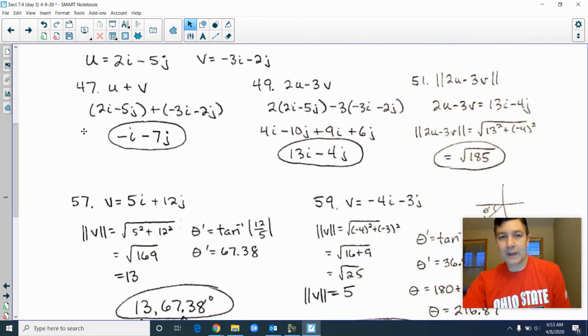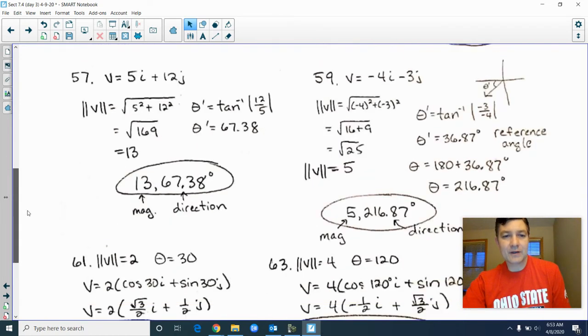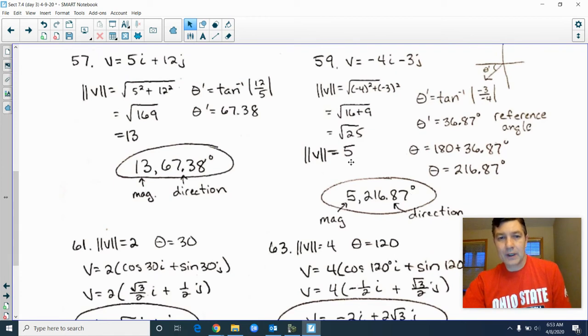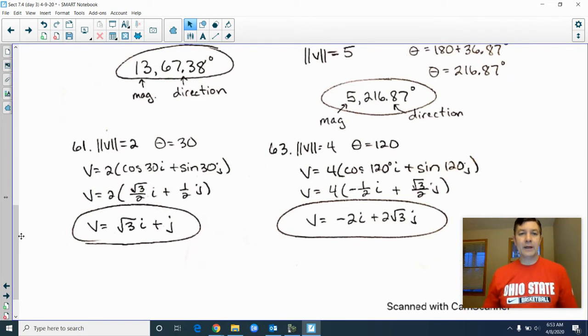So there's 47, 49, and 51. Remember, 51 is a magnitude. It will be a single quantity. 57 and 59, converting from IJ form to magnitude and direction. If it is not a unit circle angle, you're going to have to use your calculator: 67.38 degrees. Now for 61 and 63, these are both unit circle angles, so we can use the exact values. Cosine of 30, sine of 30. That doesn't go away for a long time. We're not done with that. Cosine of 120, sine of 120.